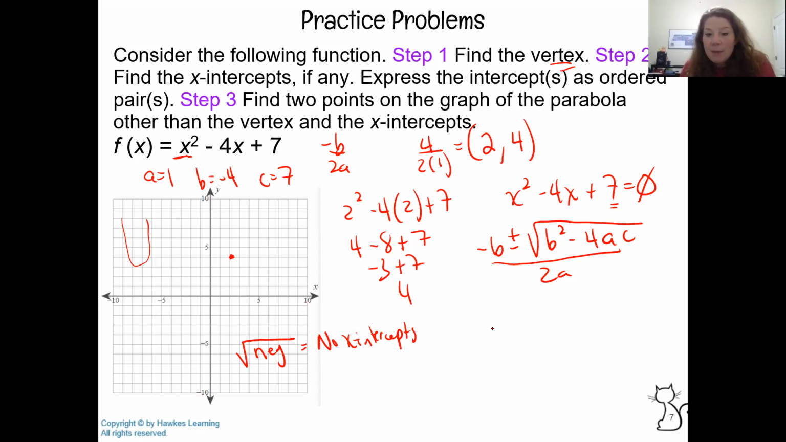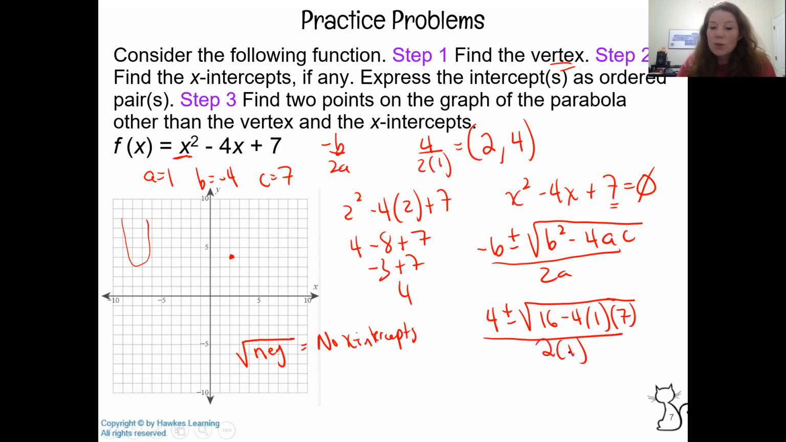So the opposite of -4 is +4, plus and minus the square root of -4 squared, which is 16, minus 4 times 1 times 7. So all over 2a.